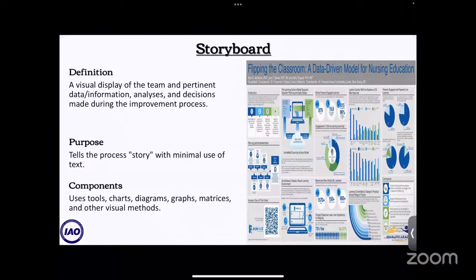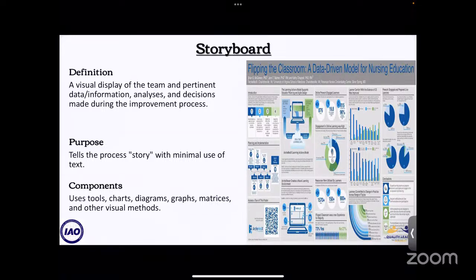All right, so next we have the storyboard. The storyboard is the last tool we're going to talk about. It's a visual display of the team and pertinent data, information, analysis, and decisions made during the improvement process. It is used to present results.